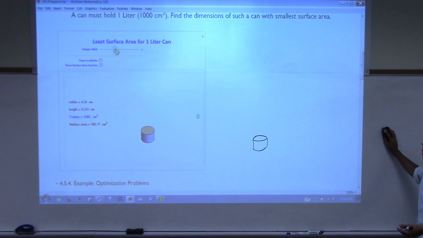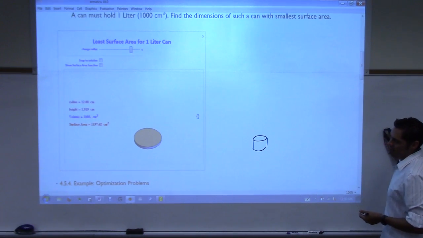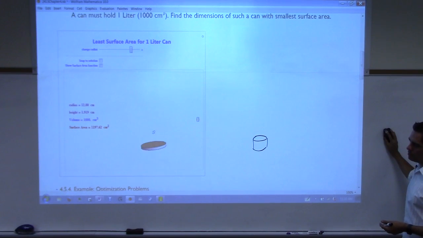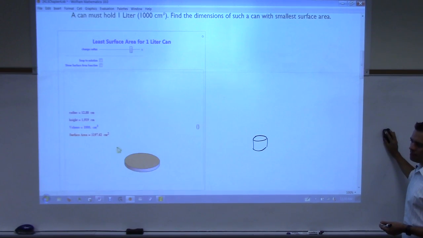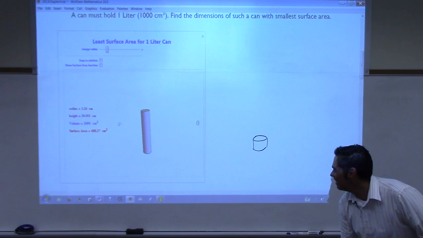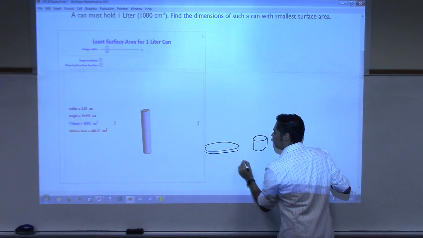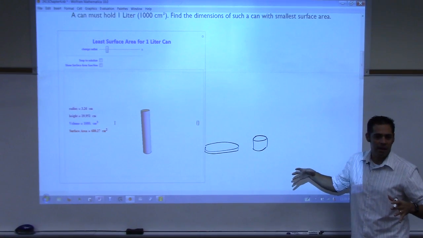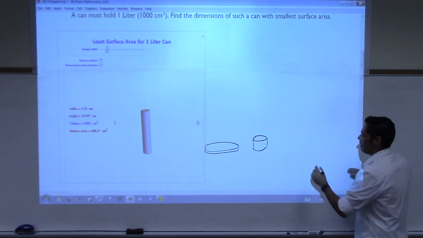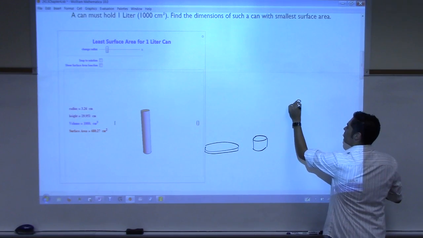I could make a very, very short can. Understand? Or I could make a can that's like this, right? So there's all these different variations of cans. The shorter it gets, the wider it gets, right? Because it has to hold 12 ounces. And the more narrow it gets, the taller it gets.